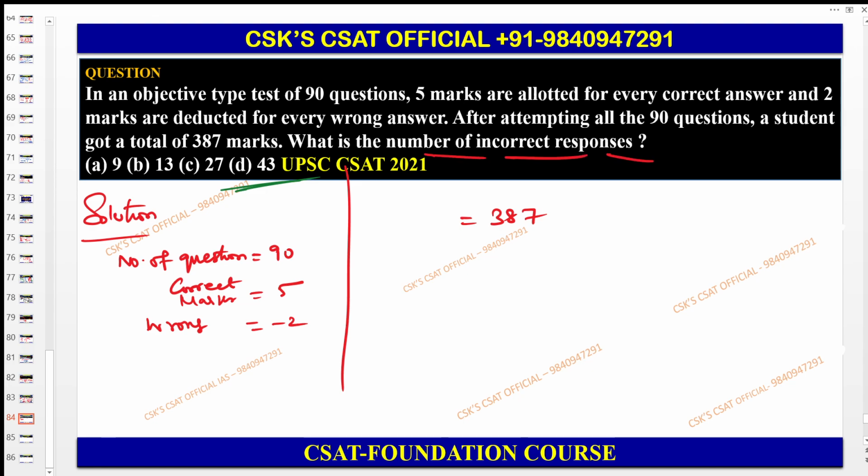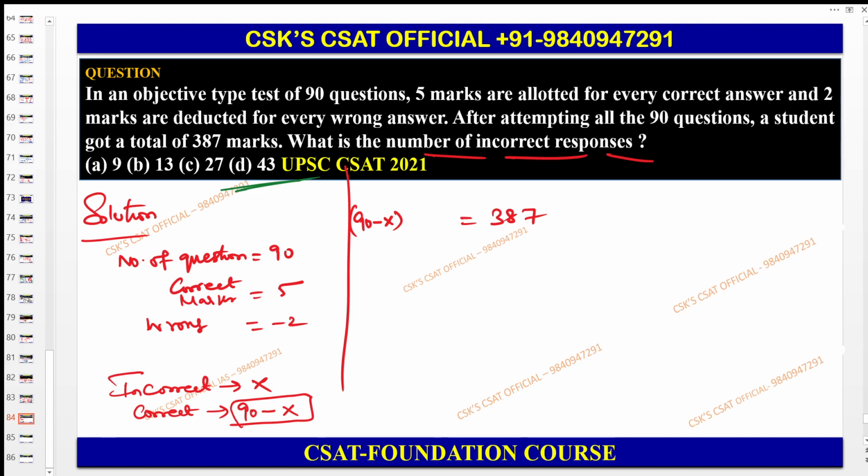What is the number of incorrect answers? I don't know the incorrect. Please take the incorrect as x. Then the correct is equal to how many such attempted responses there will be. Total is 90. 90 minus incorrect is going to be the number of correct attempts. That's it. Now, for this number of correct questions, how many marks are awarded?